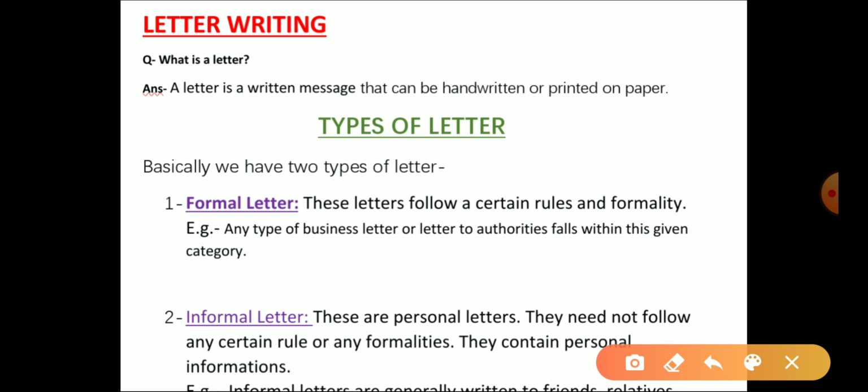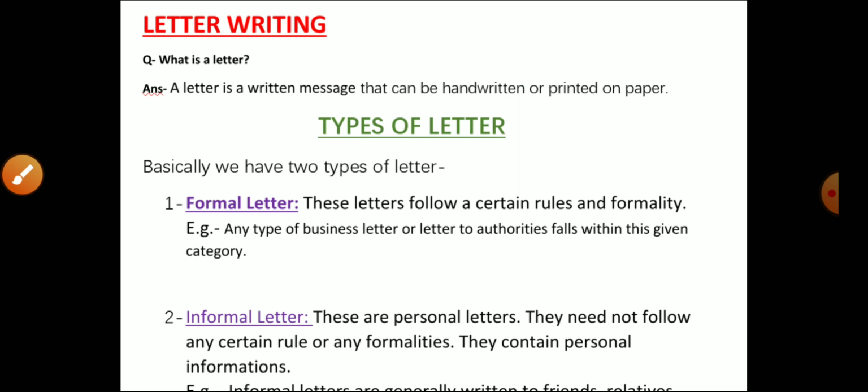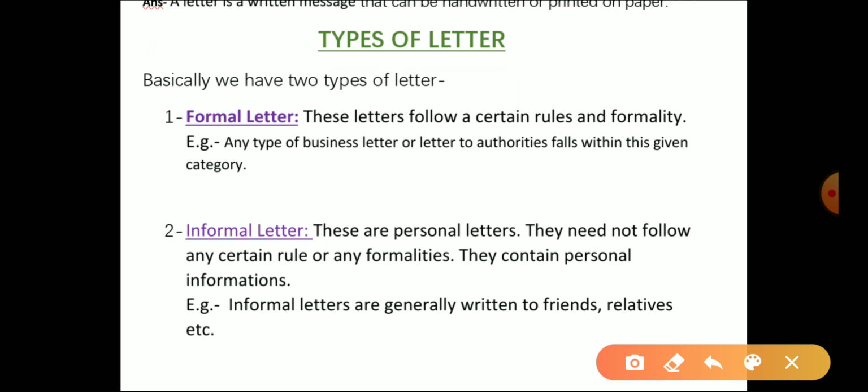What is a letter? A letter is a written message. It means a letter is a message that can be handwritten or printed on paper. Very easy. Let's see the types of letters. We have two types of letters. The first one is formal letter and the second one is informal letter. Let's find out what a formal and an informal letter is.